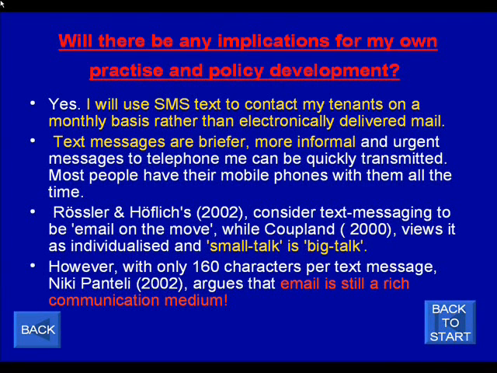Does it help answer my research question? Yes, because the process of action inquiry has made me conclude that the introduction of electronically delivered mail will not improve communication as much as the introduction of SMS text messaging and trust between landlady and tenant.